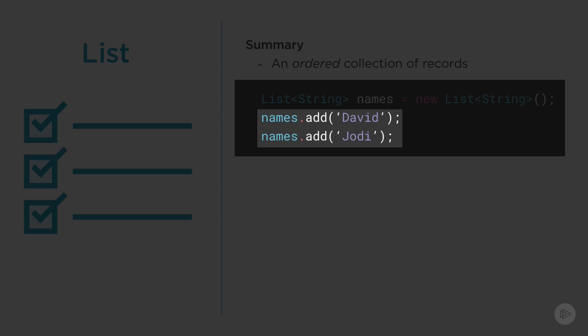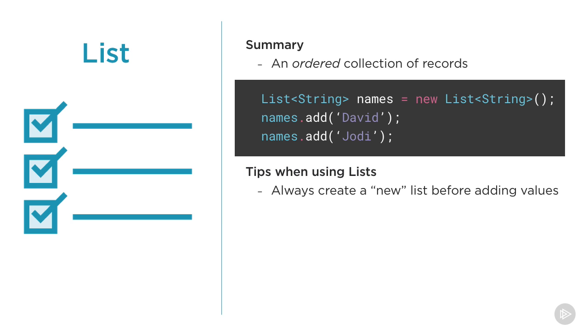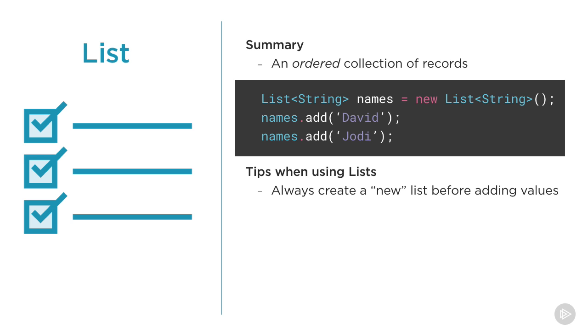In the next two lines, we use the special add method in our list to add two strings to it. When using a list, always remember to create the list before adding values to it. This just means using the new list syntax we used in the first line in the example above. I still forget to do this sometimes, and you probably will too.